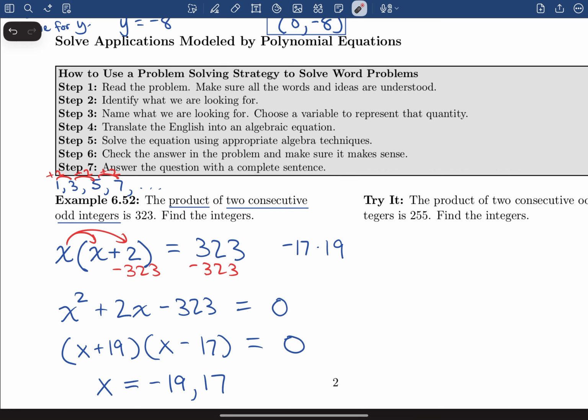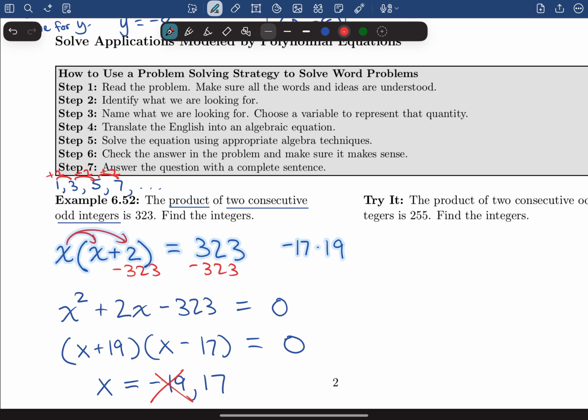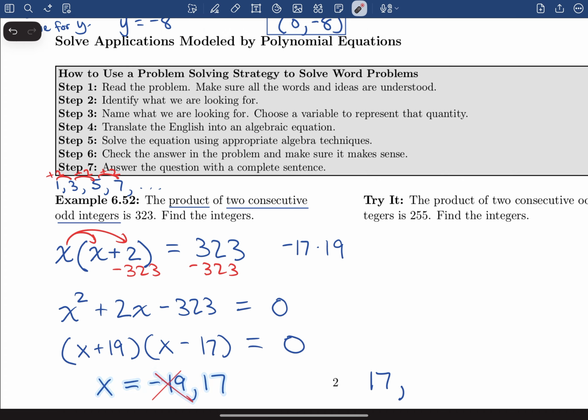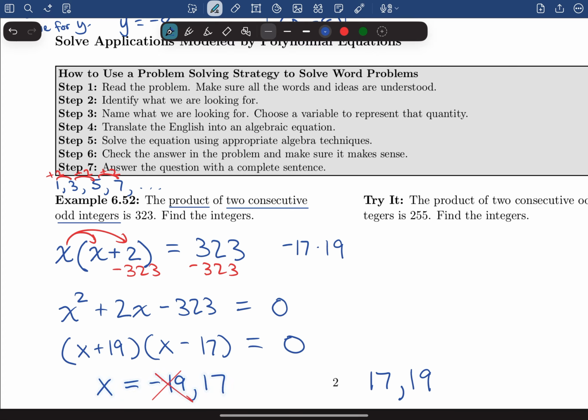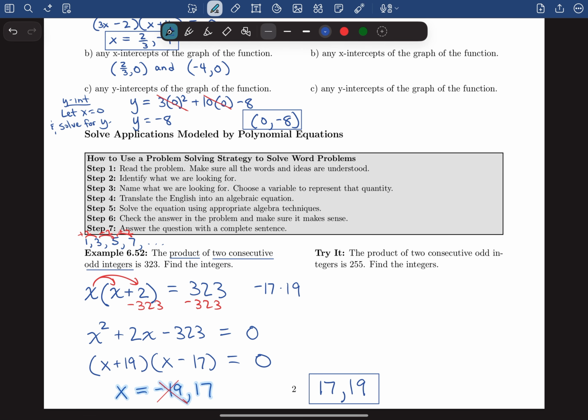Well, at this point, I'd have to make a decision that, wait a second, I don't think it's going to be negative 19. I think it's going to be 17 for that first odd integer. And then if I increase that integer, 17, by 2, adding 2, I get positive 19. And so these are my two consecutive odd integers that I had to find. Okay, so there you go.